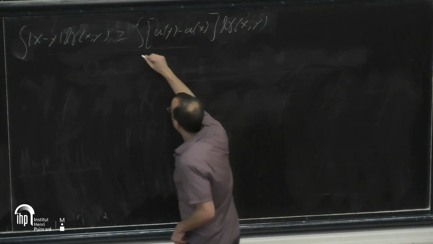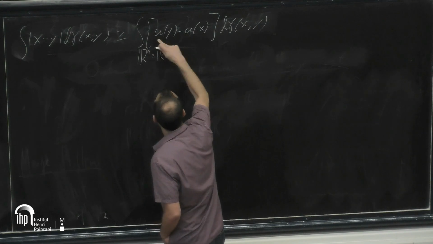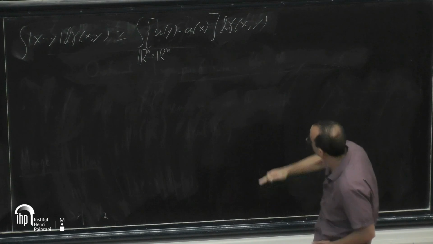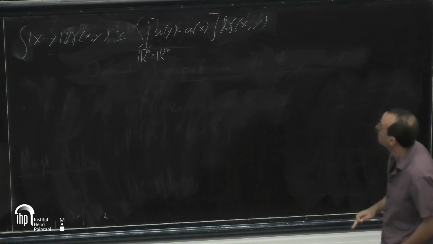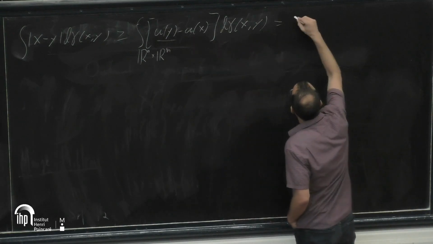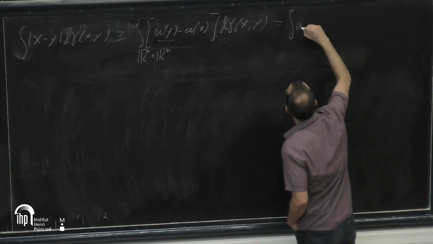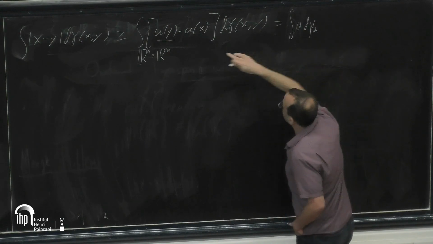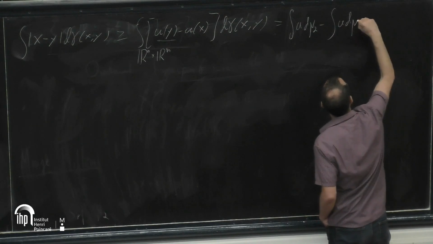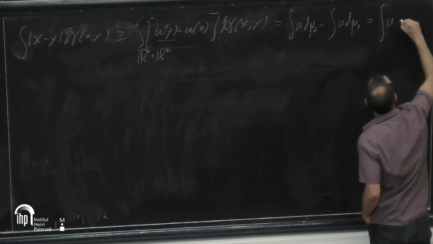Now, since gamma is a coupling, it means that the integral with respect to y of a function is like the integral with respect to the push forward of gamma with respect to the second coordinate, which is mu2. So the first thing would give me the integral of u with respect to mu2. And the second would give me the integral with respect to mu1, which is the integral of u with respect to d mu.